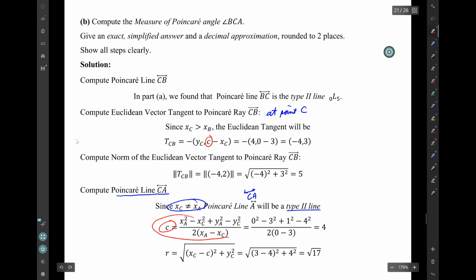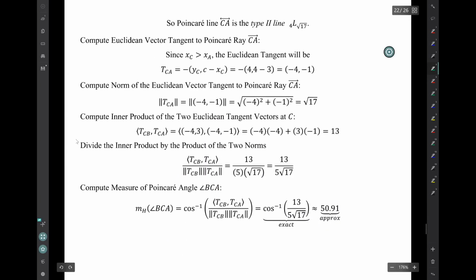When I use that formula to find c, I find that the center is at (4, 0). So the value of c is the number 4. I don't need it right now, but I'm going to go ahead and get it. The value of r is the square root of 17. So Poincaré line CA is this type 2 line, 4L square root of 17.